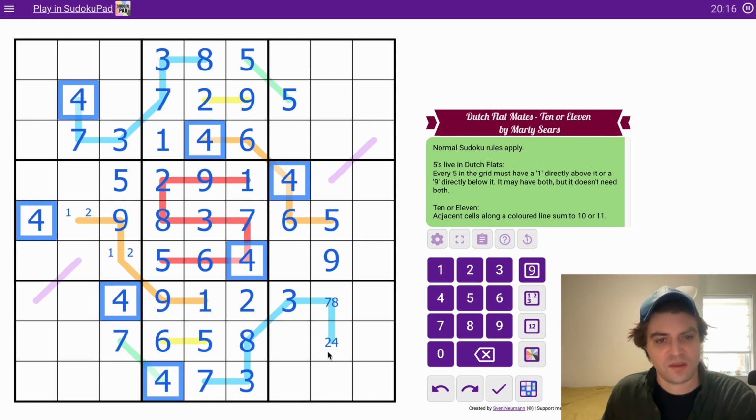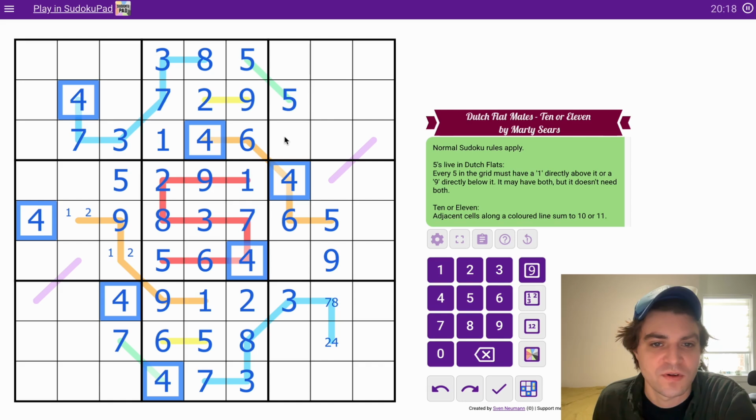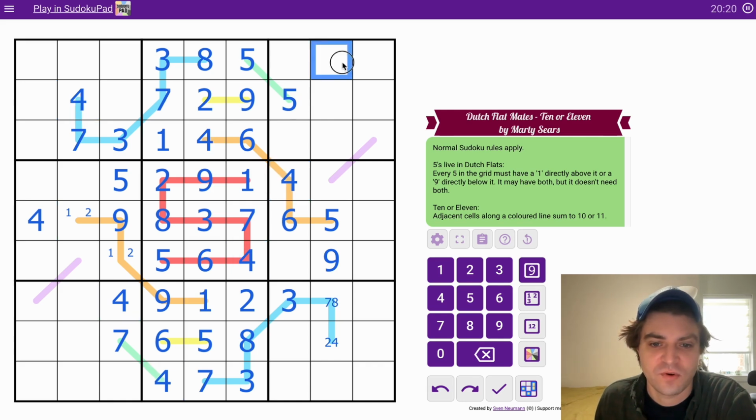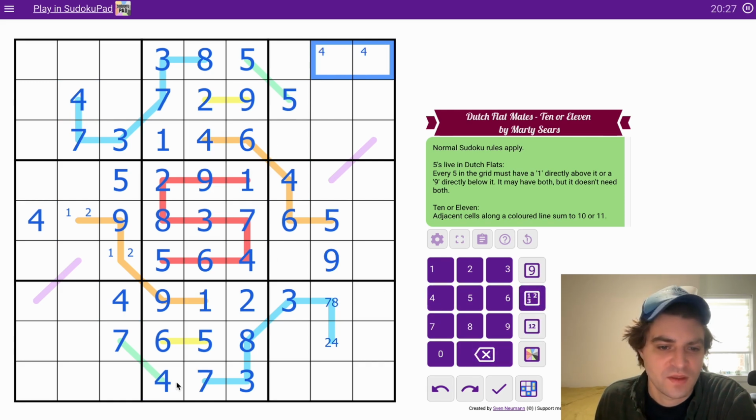Unless I'm making some mistake. Hold on a second. Now we have 7 4s. So in this region, the 4 can either go here or here. We use the other numbers for that. And in this region down here, the 4 can only go here or here. Something like that. So maybe 4 wasn't the number to look at, but we're almost done with 4s.